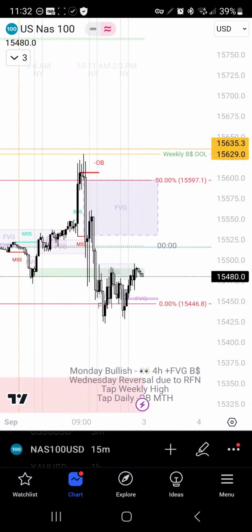Did really well on Friday. I got a 9% account increase, and I think I was probably about at 11% increase for the week. So, did pretty good last week.